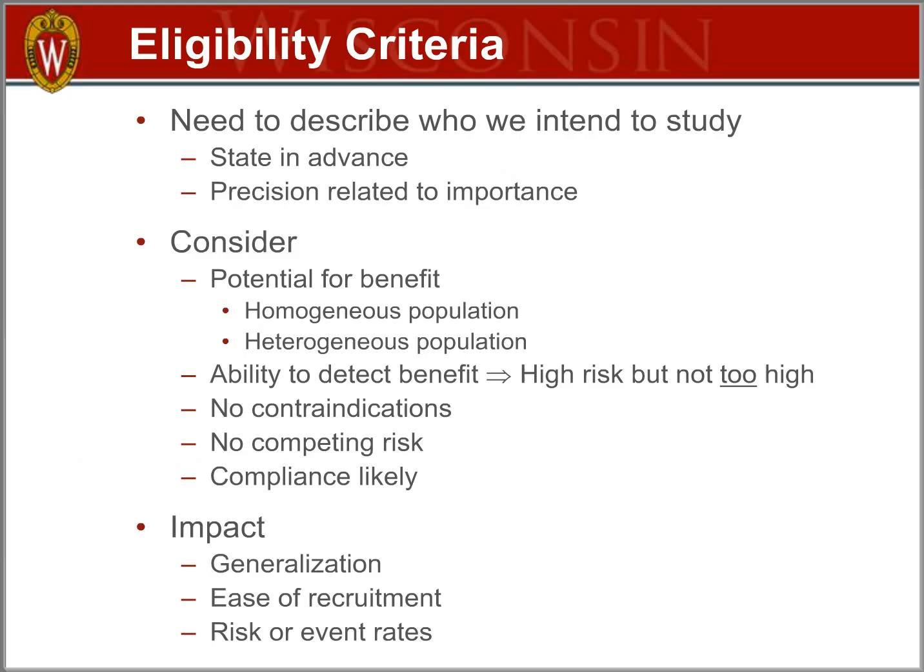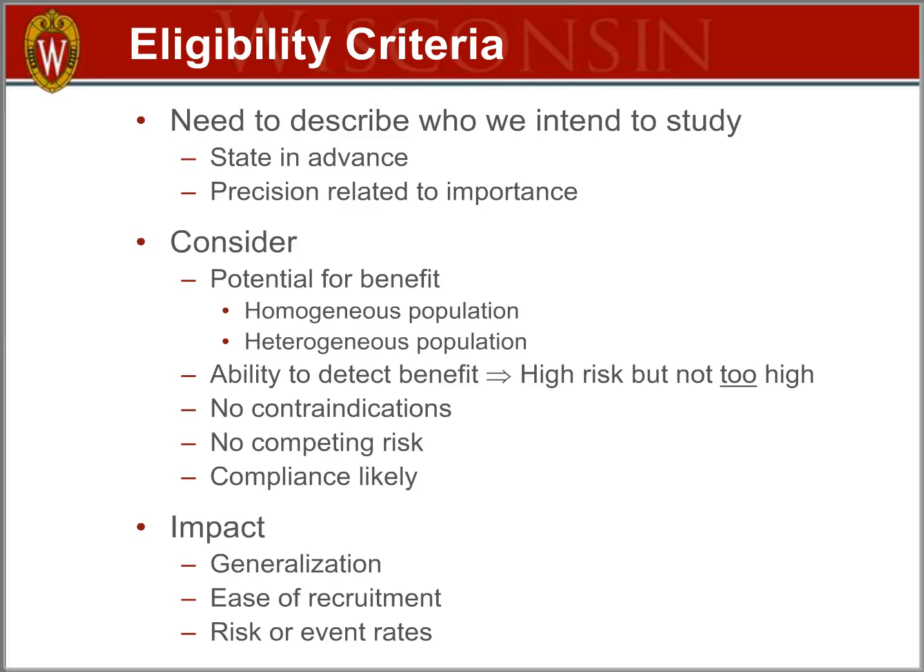So eligibility criteria should include who we intend to study in advance. Considerations include the potential for benefit, who's most likely to benefit based on what we know, and our ability to detect the benefit. We want enough high-risk patients so their events will occur. But if the risk is too high, then they have no chance for benefit. So again, there's a balance between getting the right risk set. Population should not have contraindications or competing risks. That is, a population who is at risk for some other disease that's likely to have its impact before you get a chance to evaluate the patient for your intervention.